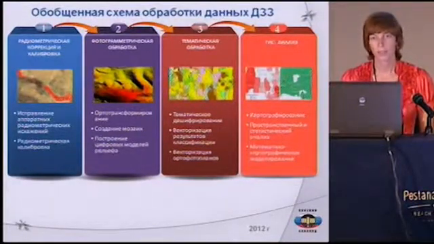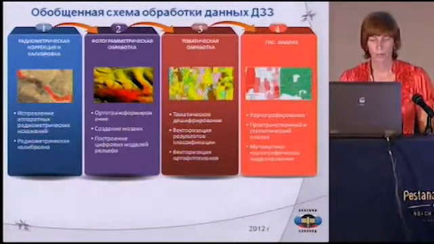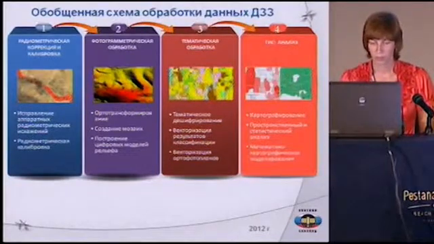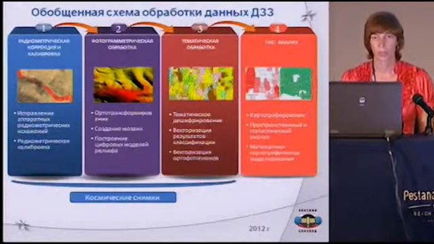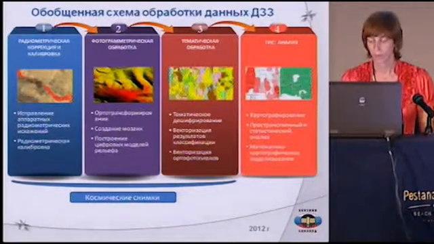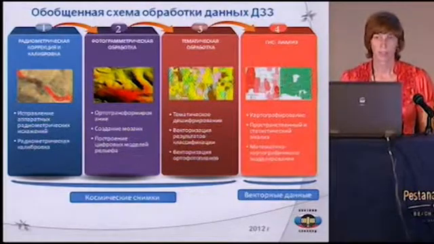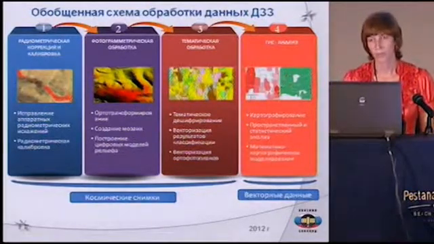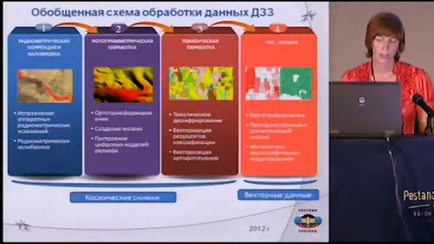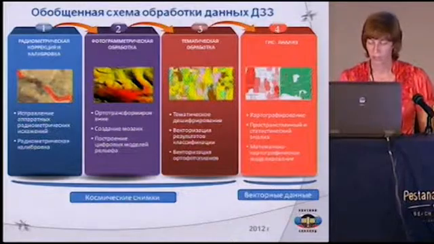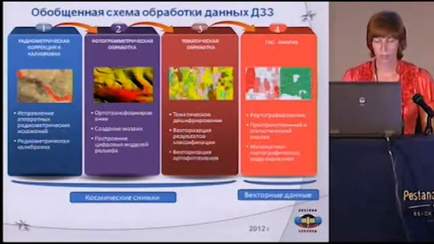If there is an applied task you need to perform, the workflow for processing looks approximately like this slide shows. Space images go through radiometric correction, photogrammetric processing, thematic, and down the line we obtain some vector data that can be uploaded in GIS system and used for mapping, for spatial analysis, or situation simulation.